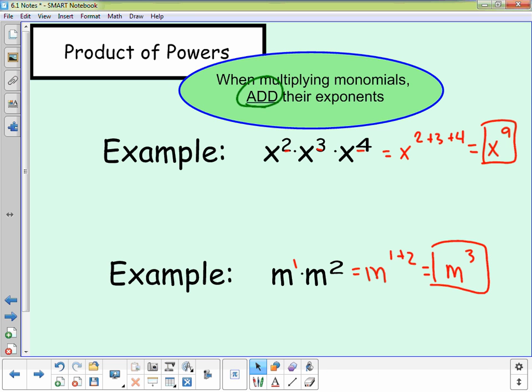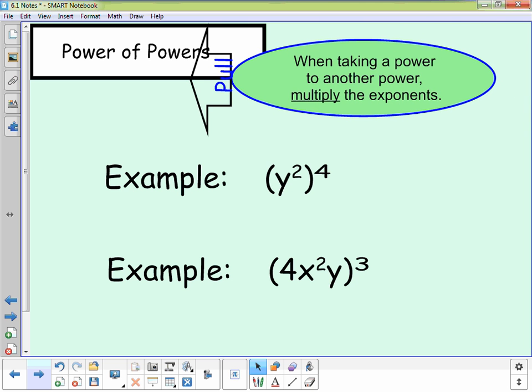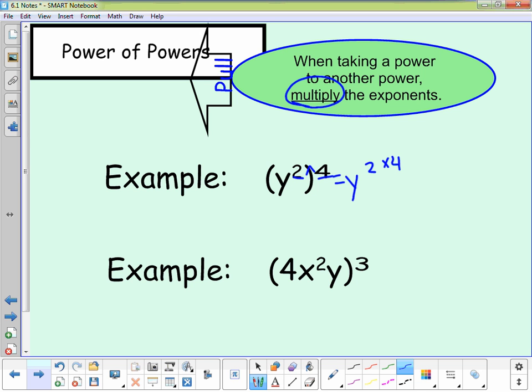The power of powers property tells us that when we are taking a power to another power, we multiply the exponents. So when raising a power to another power, we want to multiply the exponents. Similar to y squared to the fourth power, that's a power raised to another power. So I'm going to take y and multiply, that's equal to y to the 2 times 4, multiply those two together, and I get y to the 8th power.